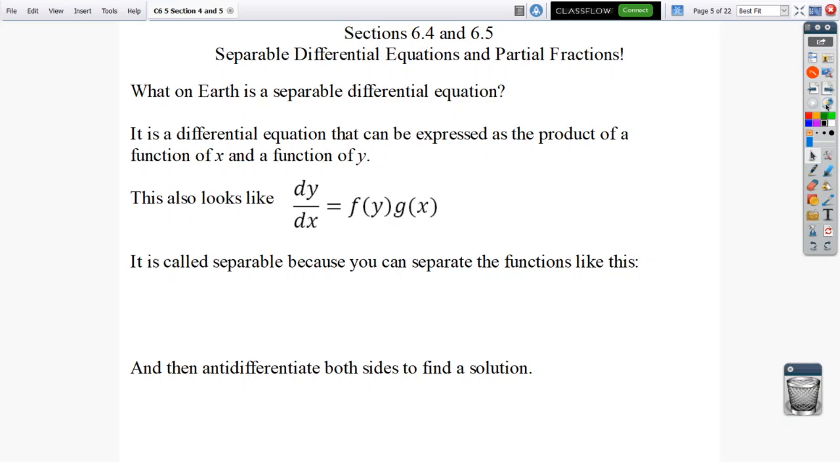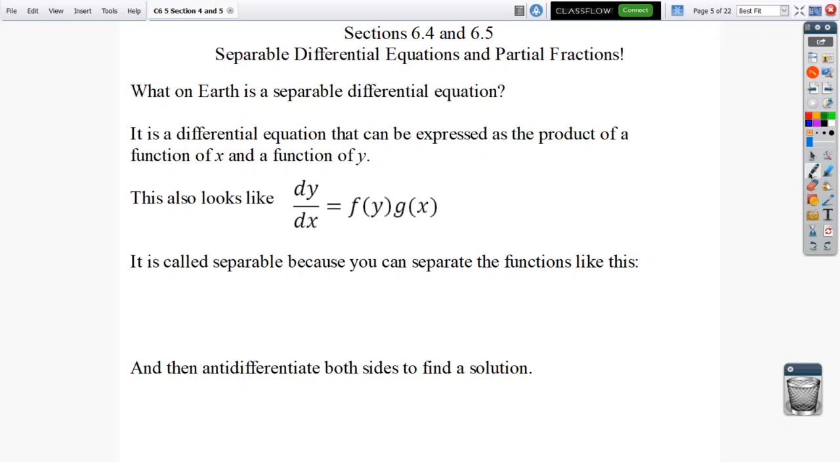This would have been a homework quiz if we were in class, but looking here, what on earth is a separable differential equation? Well, if you've been paying attention this entire chapter, I've actually been trying to teach every single problem as a separable differential equation. It's a differential equation that can be expressed as the product of a function of x and a function of y. It's called separable because you can break the variables apart like we have been doing this entire chapter.